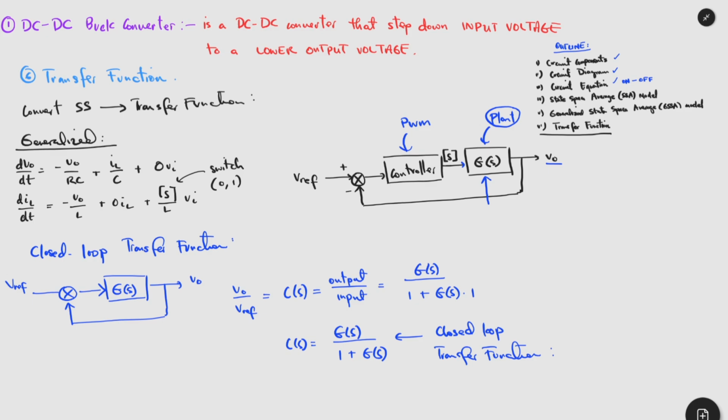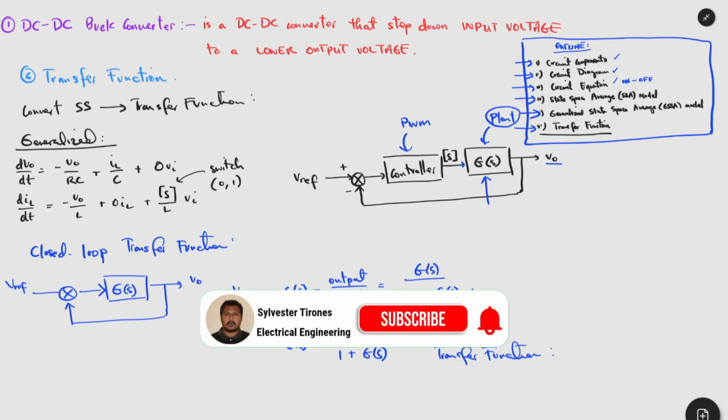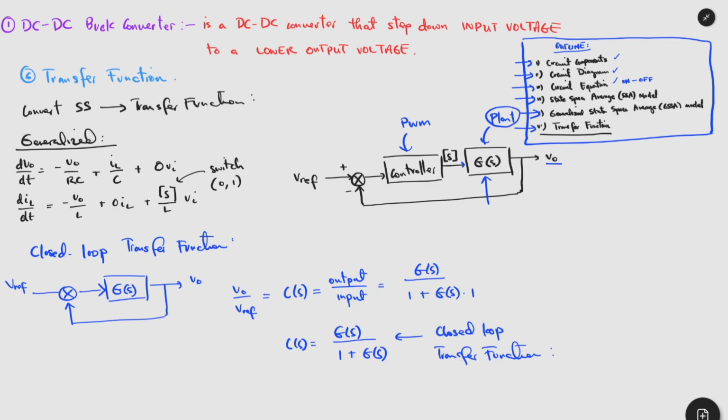So I believe you can now derive the transfer function from the state space model. In this video series, I believe we have covered most of the things that you need to understand about a DC to DC buck converter in terms of the circuit component, the circuit diagram, the circuit equation, state space average model, and the generalized state space model, and the transfer function that we have discussed here. And in this type of equation, we know that the circuit component is very important. So by analyzing the circuit, we can select the right circuit component for our DC to DC buck converter.